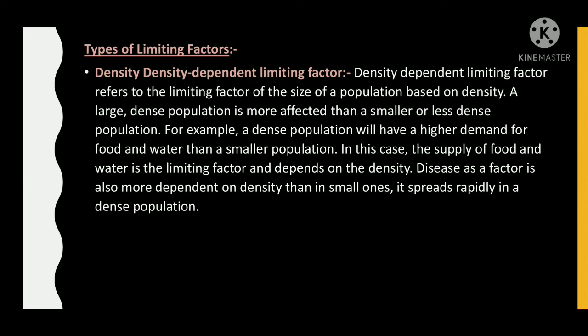Types of limiting factors. Density dependent limiting factor. A density dependent limiting factor refers to the limiting factor of the size of a population based on density. A large, dense population is more affected than a smaller or less dense population. For example, a dense population will have a higher demand for food and water than a smaller population. In this case, the supply of food and water is the limiting factor and depends on the density. Disease as a factor is also more dependent on density than in small populations. It spreads rapidly in a dense population.